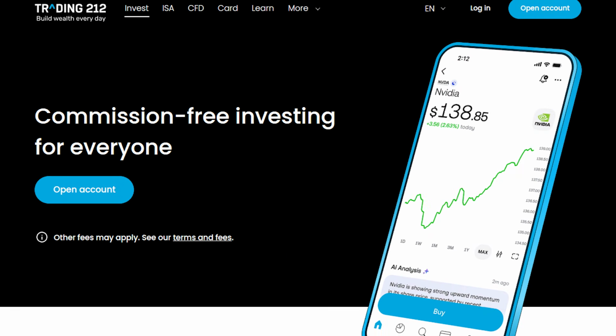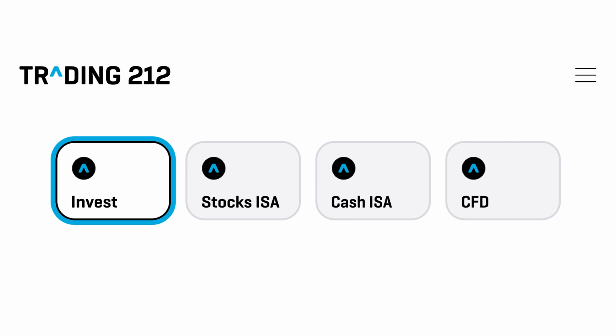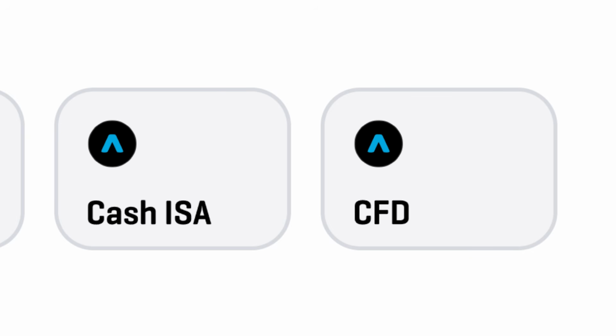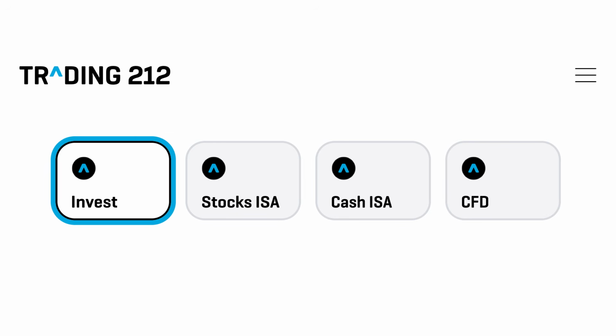When signing up to Trading 212, you have 4 account types to choose from: a general investing account called Invest, a stocks and shares ISA, a cash ISA, and a CFD account. We'll start with their investment accounts.